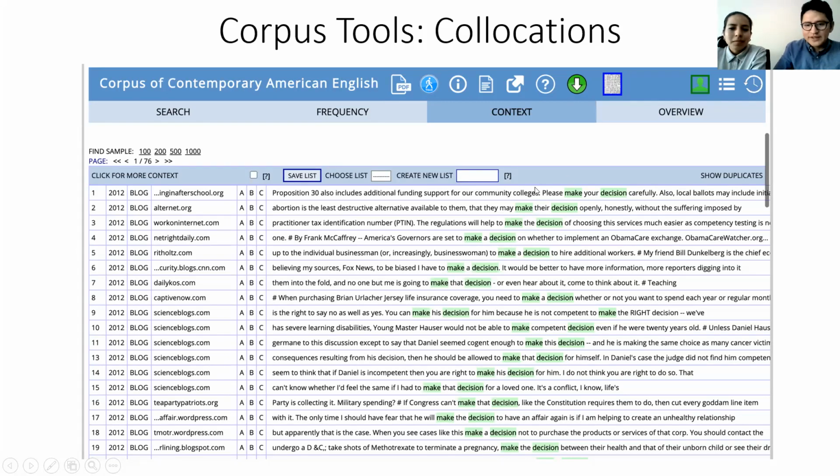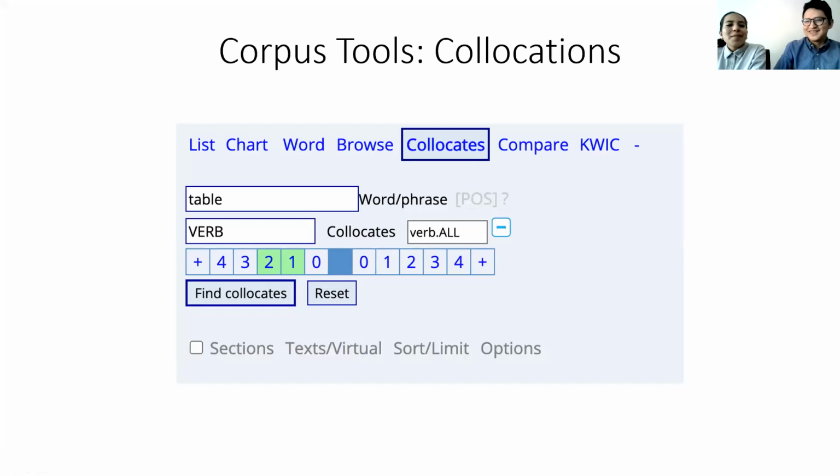So what we can see here is different examples, and what is the pattern? That decision is preceded by make. And as you know, we also say take a decision, but Corpus Linguistics shows the frequency of words. So in this case, the most frequent is make. It's make.